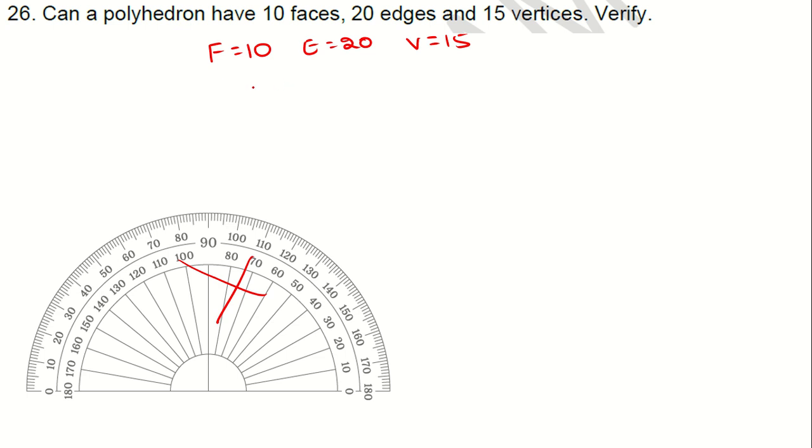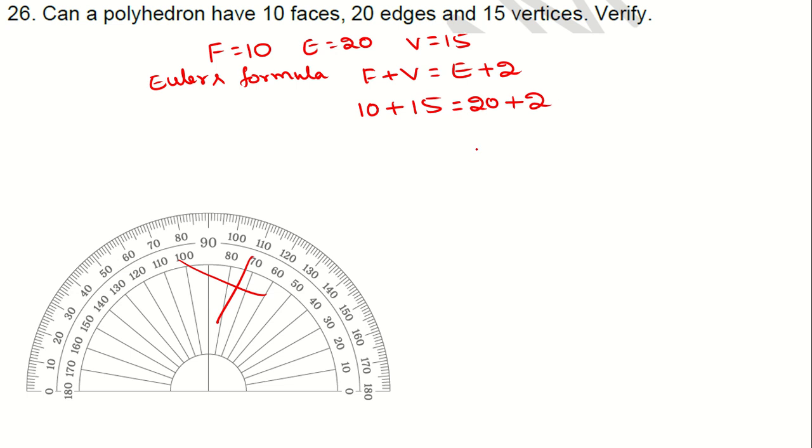For verifying, we have to use Euler's formula. What is Euler's formula? Euler's formula is F plus V is equal to E plus 2. If you get both sides, LHS and RHS, equal, then the polyhedron has these numbers of faces and edges. So number of faces is 10 and vertices are 15, then E is equal to 20, plus 2. 10 plus 15 is 25, and 20 plus 2 is 22. So this is not equal.